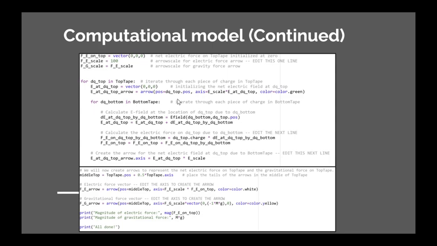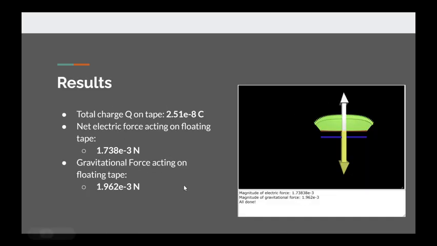Moving on, these nested for loops were created to determine the electric field for a point charge on the top piece of tape caused by each point charge on the bottom piece of tape. This was done for every point charge on the top piece of tape in an iterative process. So we were able to get the electric field at each point charge on the top piece of tape. And lastly, these bottom lines of code helped us create an arrow that depicted the magnitude of the electric force on the top piece of tape as well as the gravitational force on the top piece of tape. So when we ran this code, we got this visual and these results right here.